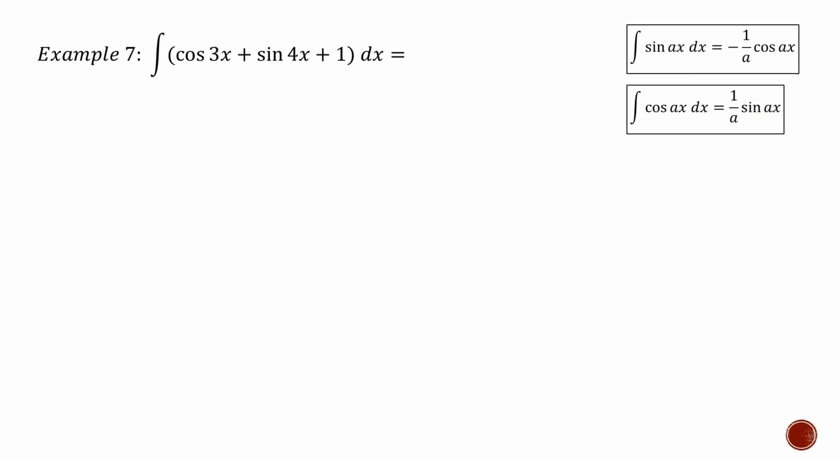All right, let's go to example number 7 now. And I think this is also straightforward. As you can see on the right side, we have those equivalents. In general form, we have sine ax dx and then cosine ax dx. All right, so let's go straight to our answer. Let's solve the cosine first. This will be 1 over 3 sine 3x, and then minus 1 over 4 cosine 4x. And we all know that the antiderivative of 1 is just x, so plus c.